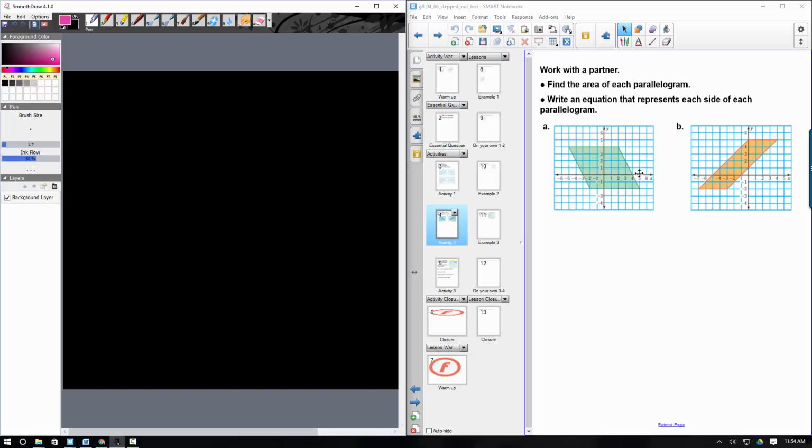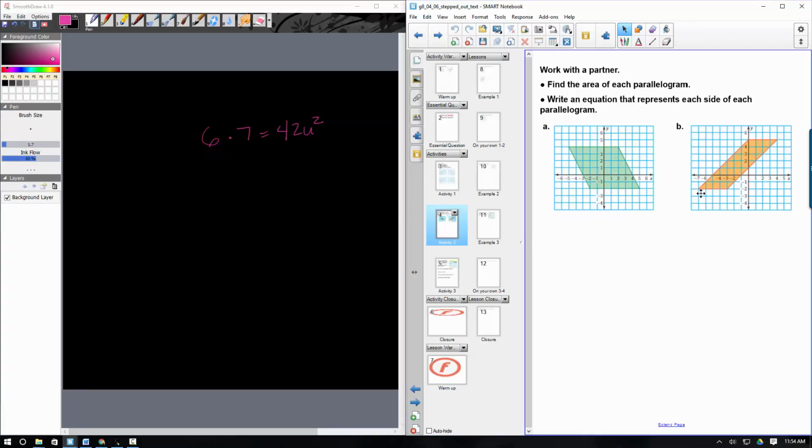Even though it is a parallelogram, I could just go how many up it goes. So it goes up 1, 2, 3, 4, 5, 6. So it'd be 6. And then it goes over 1, 2, 3, 4, 5, 6, 7, times 7. So this equals 42 units squared.